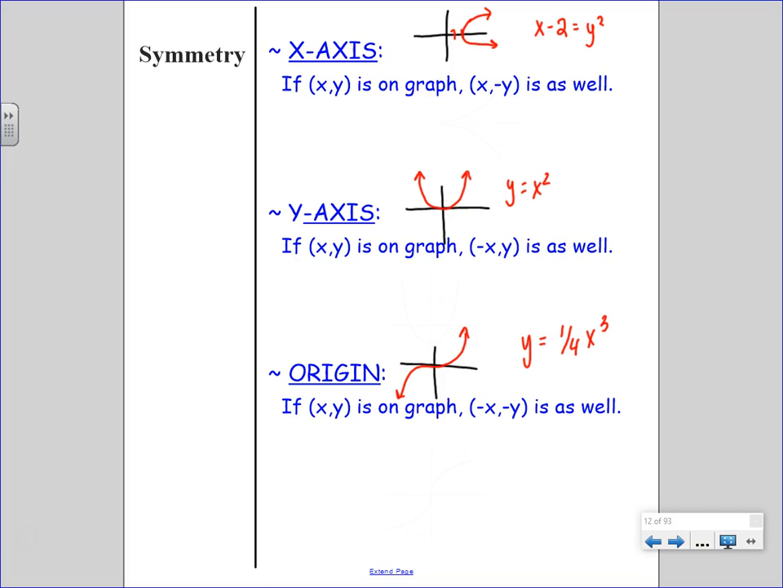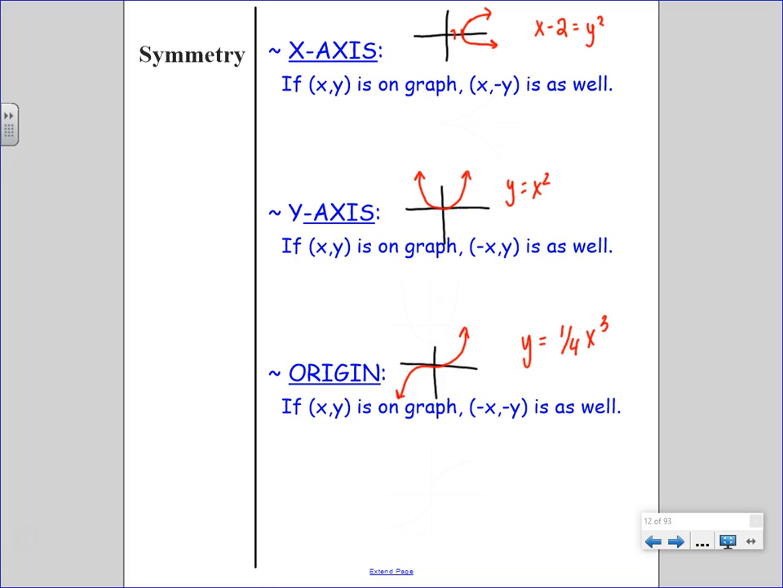X-axis, if you fold it, the top part, it'll copy. If you fold the bottom part, it'll copy on top. Y-axis symmetry, if you fold across the y, what's on the right will be on the left, what's on the left will be on the right. And origin, what's in the first will be in the third, and what's in the second will similarly be in the fourth. Or vice versa, what's in the third will be in the first, what's in the fourth will be in the second. Okay, but let's go ahead and talk about the little clues that go along with it.